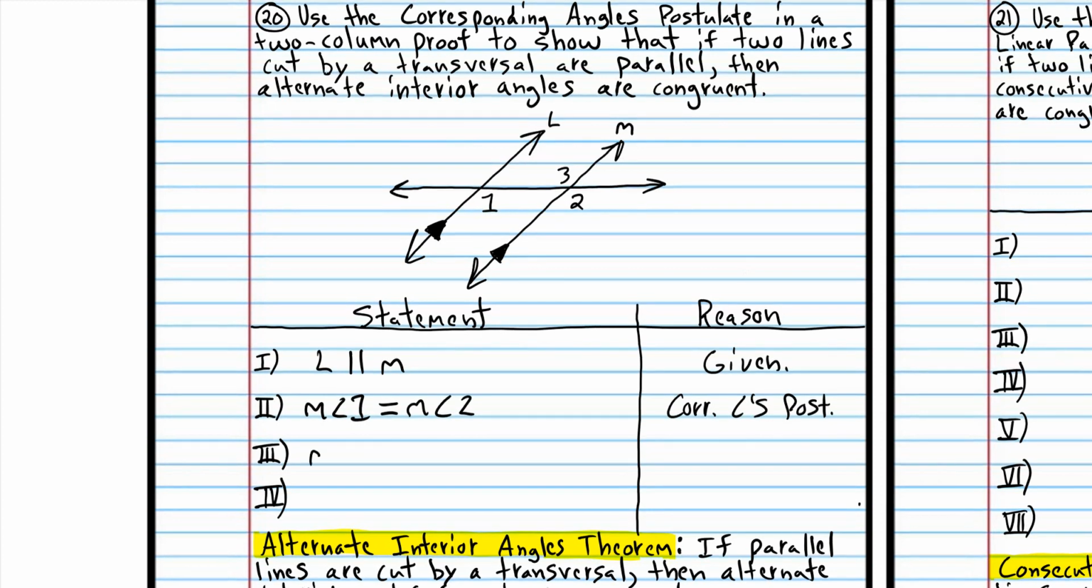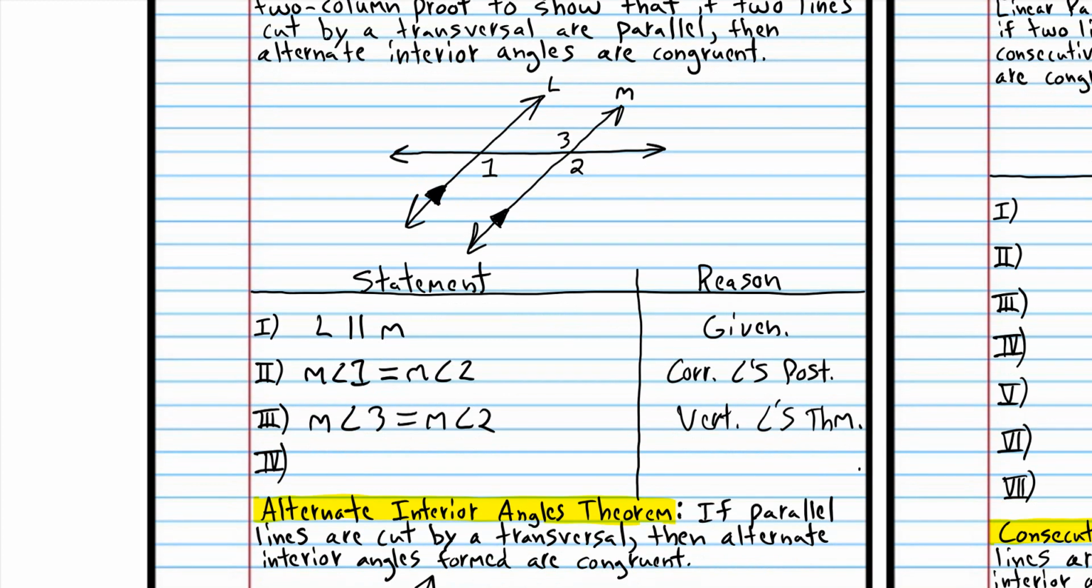Now again, we're going to use the vertical angles theorem. We know the measure of angle 3 is equal to the measure of angle 2. We learned that in a previous class, vertical angles theorem. And you can see what we're doing here. Angle 1 and angle 3 are both equal to angle 2, so they must be equal to each other. And that is the transitive property of equality.